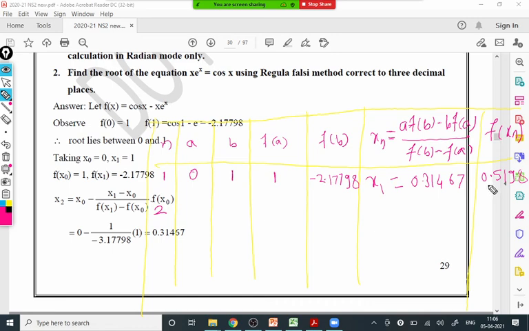Sir, x1 will be minus this one, x1, 0.3146, no? Obviously not. So minus 2 point, a into f of b minus b into f of a. There is a negative sign. Minus minus cancel. Okay, so if you observe here, we should replace a by x1.